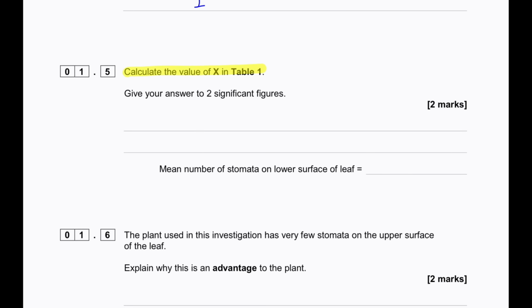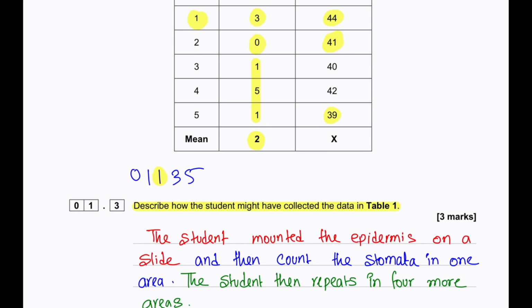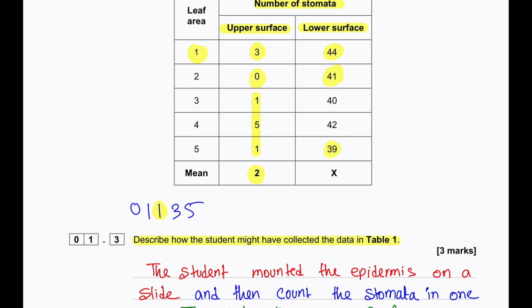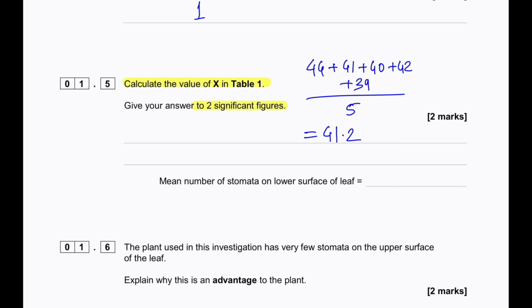Calculate the value of x in table 1. Give your answer to two significant figures. So the value of x will be the average of the stomata in the lower surface. We're going to add 44 plus 41 plus 40, 42 along with 39, and we're going to divide it by 5. This gives us 41.2. However, the answer must be given in two significant figures. So the mean number of stomata on the lower surface of the leaf will be 41.